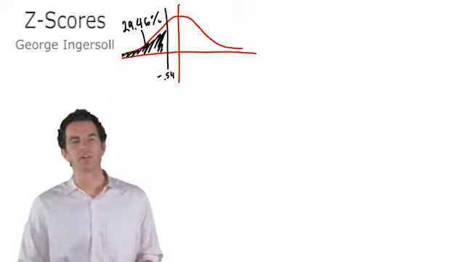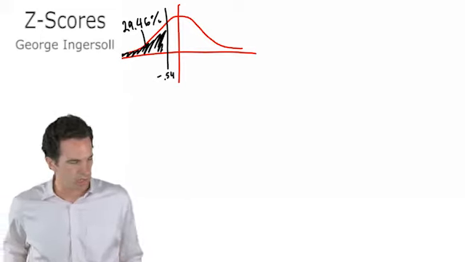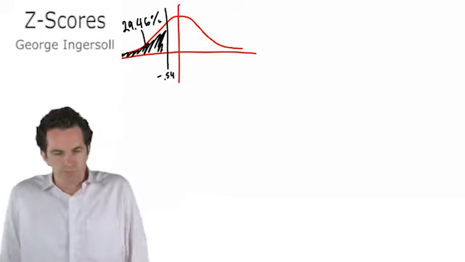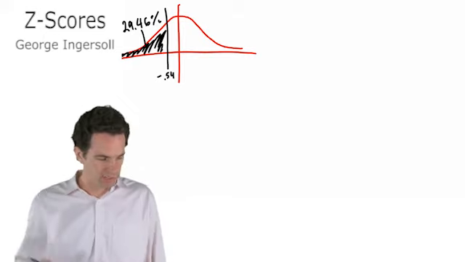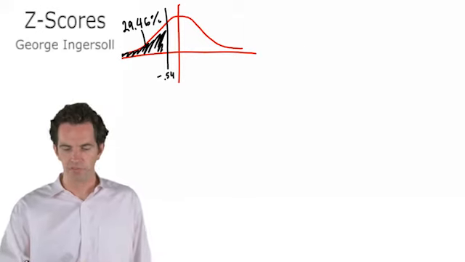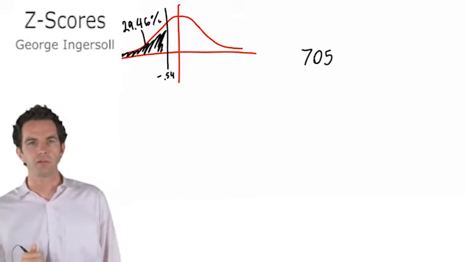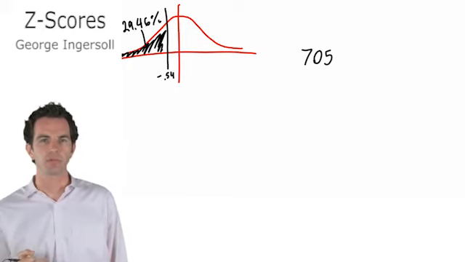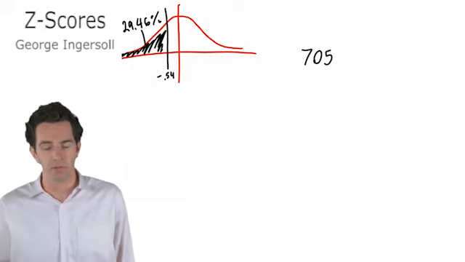So let's go back to our GMAT example, again with the average of 540 and a standard deviation of 100. What if you had a score, say, of 705? What percentile would that put you into? In other words, what percentage of test takers would score worse than you? What percentage of test takers would score better than you?